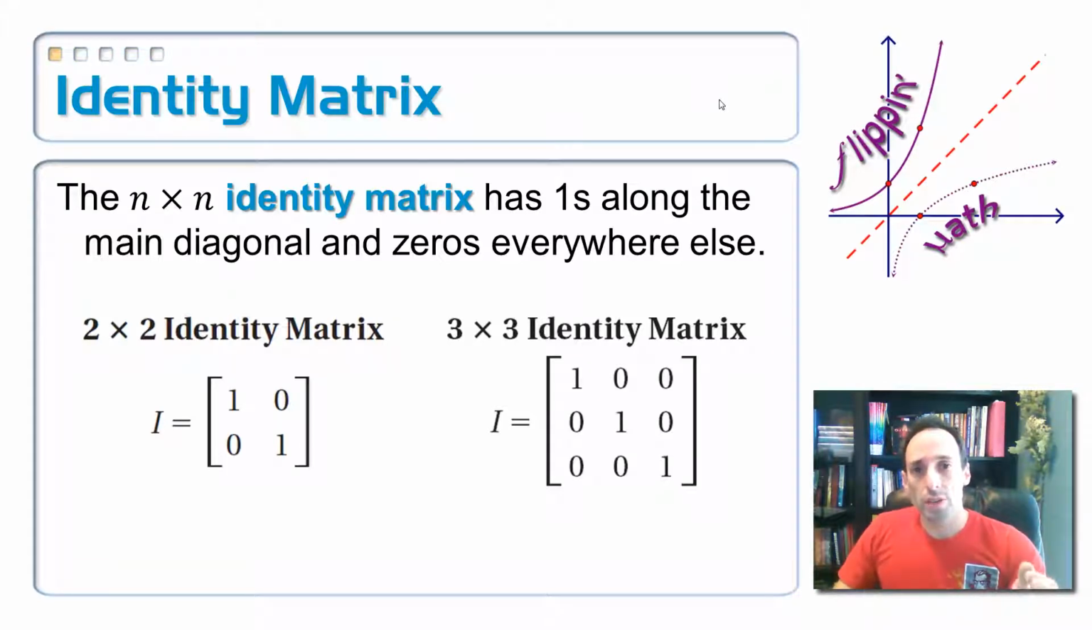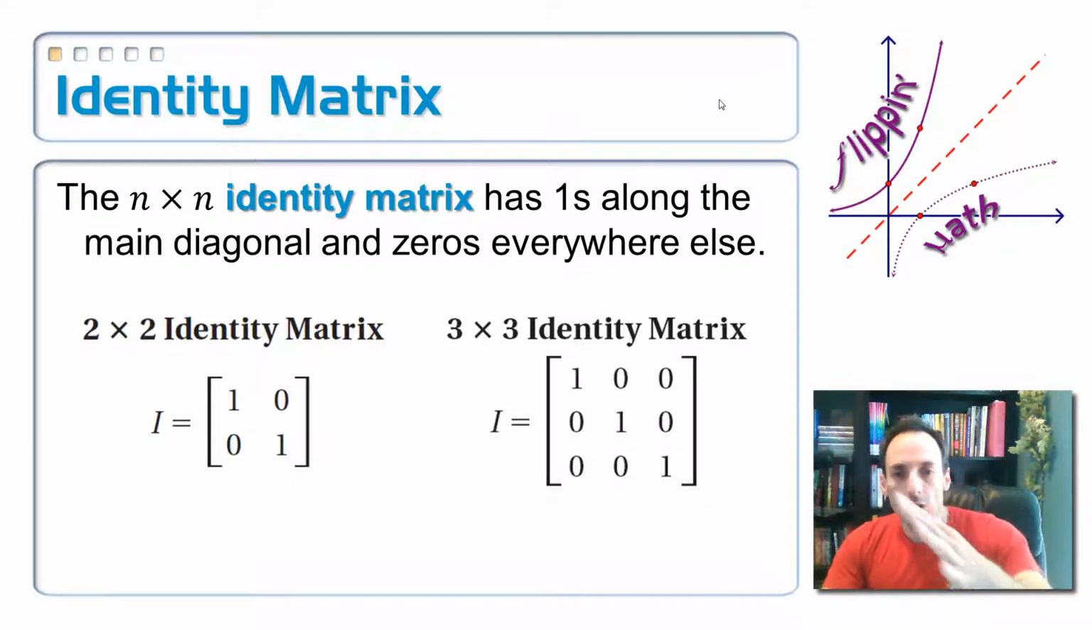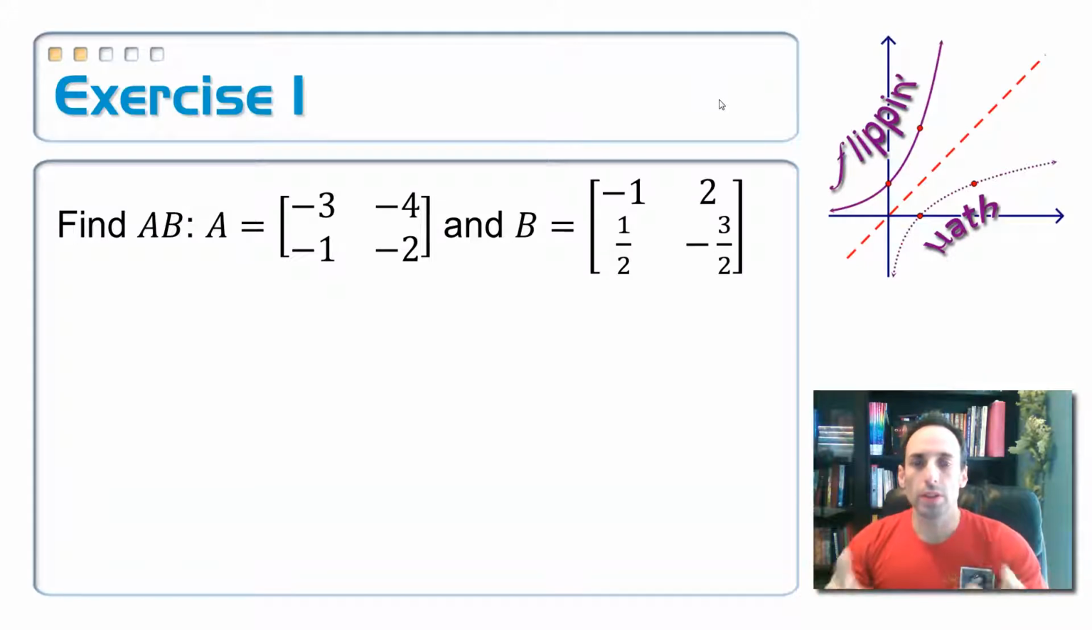The identity matrix is like the number 1, right? If we multiply the identity matrix by any other matrix, we get that matrix back, okay? For a 2 by 2, you have 1s along the main diagonal, 0s everywhere else. Well, that's how you make any kind of identity matrix. They've got to be squares, 1s along the main diagonal, 0 everywhere else. And this is what we were saying before, that if you multiply a matrix times the identity, you always get that matrix back.